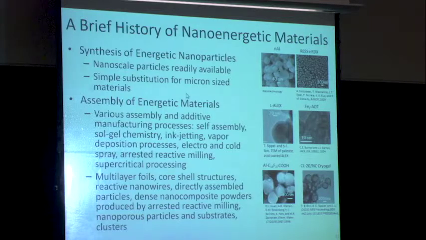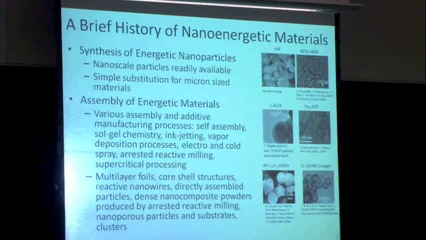So to give you a little bit of brief history then on how nanoparticles have been added and looked at from an energetic point of view. The first thing was, in the 1990s, people recognized they could start fabricating nano metal particles. And this partly came about from the fact that transmission electron microscopes were coming available, scanning electron microscopes were coming available, and people could actually see information at the nanoscale. And as a consequence, people started to fabricate nano aluminum particles, nano boron particles.